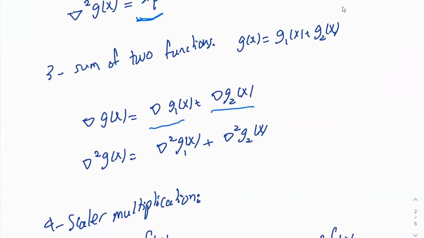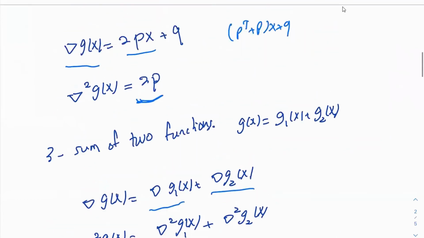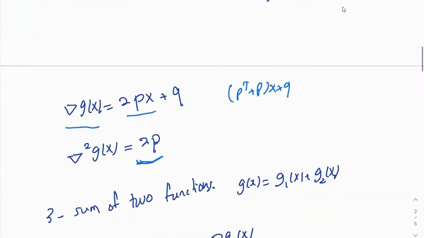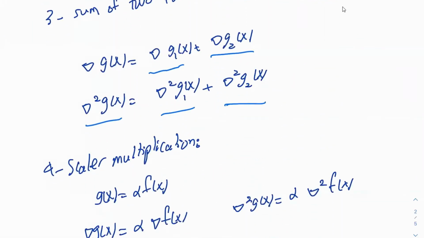The same thing is true for the Hessian, because the Hessian is nothing but applying the gradient twice, right? You can think of it like that. Or you can actually write the definition of the Hessian and prove this stuff. Okay, good. So scalar multiplication is also easy.